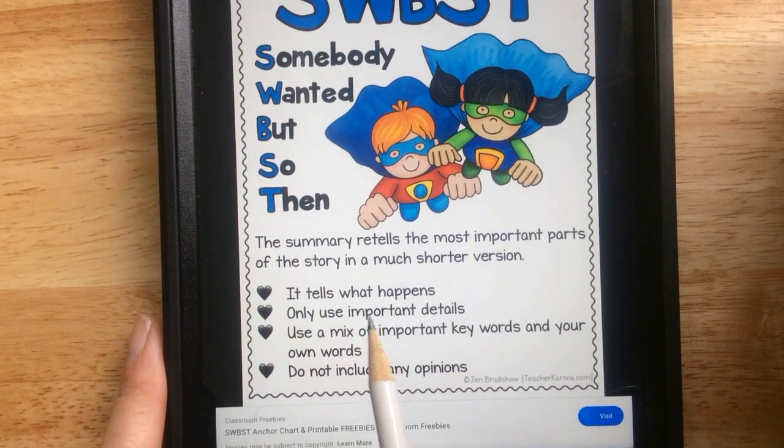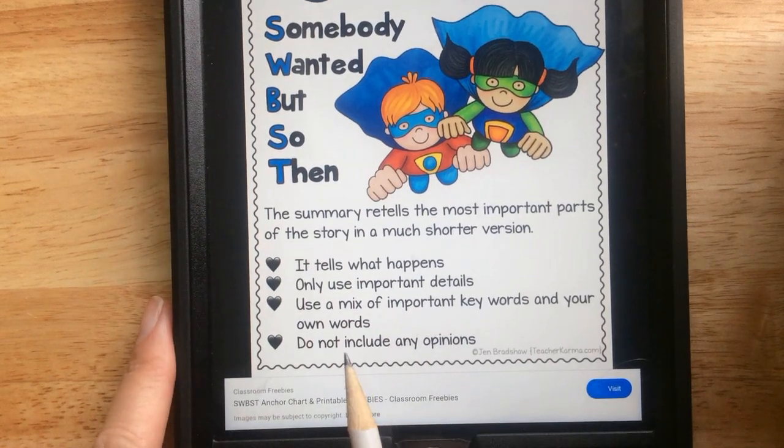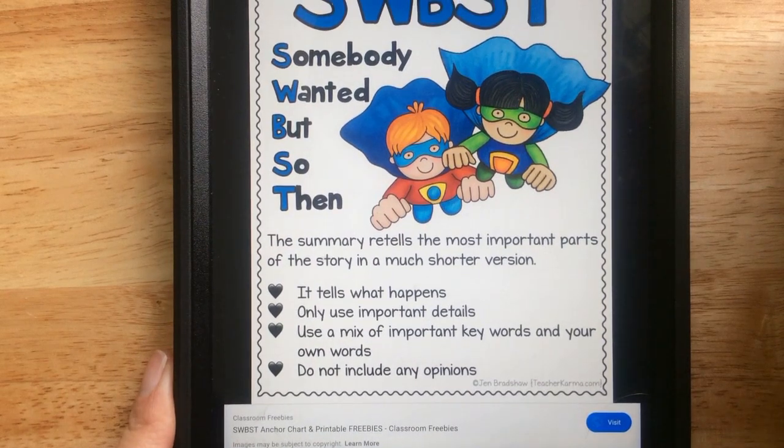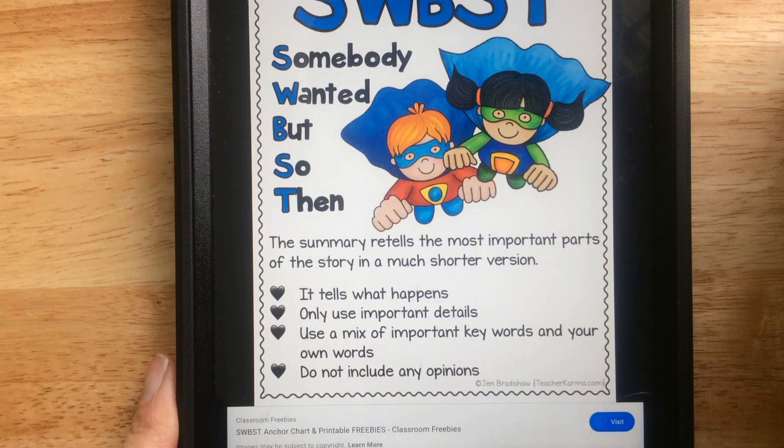The summary tells what happens. It only uses important details, and it uses a mix of important keywords and your own words. Also, it does not include any opinions, so you wouldn't say, this was a great story. Not in a summary. That would be if you were doing a review, but not in a summary. Now, remember, we learned what opinion means, right? It's how you feel about something. So, somebody wanted, but so then.